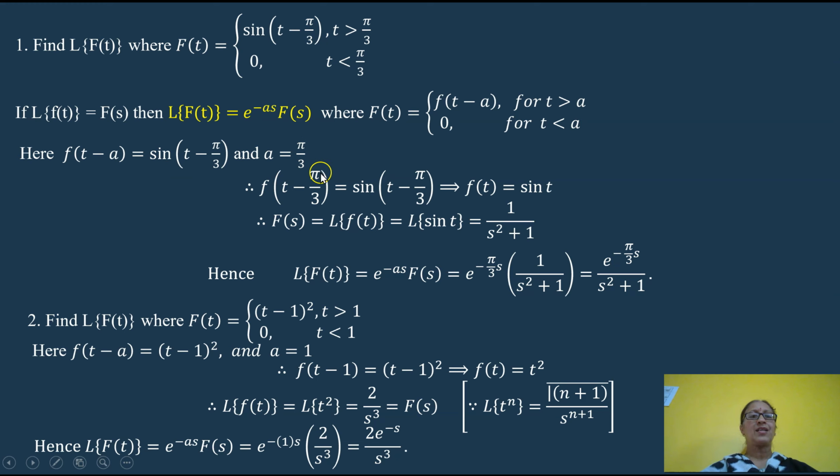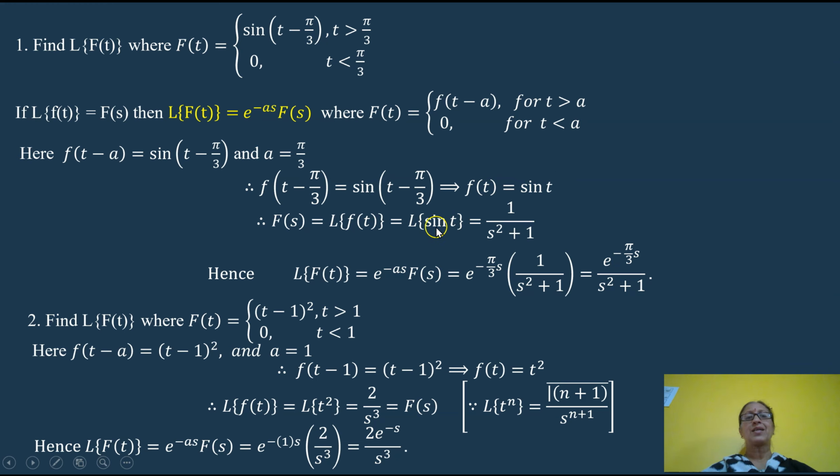So f of t minus pi by 3 equal to sin of t minus pi by 3. In the place of f of t minus pi by 3, here sin of t minus pi by 3 is given. So from this equation you can write f of t. If you replace t minus pi by 3 by t, then you get f of t equal to sin t. Then we can find F of s. F of s is nothing but L of f of t, that is Laplace transform of sin t.